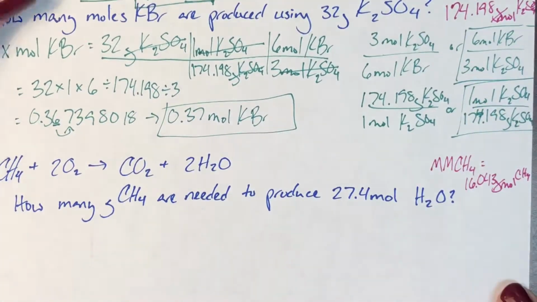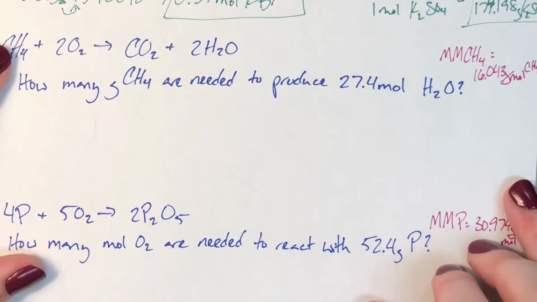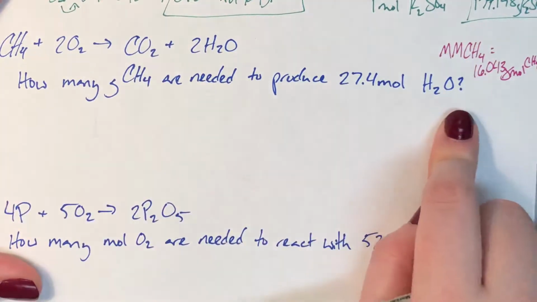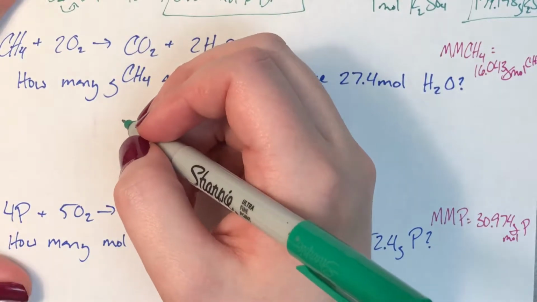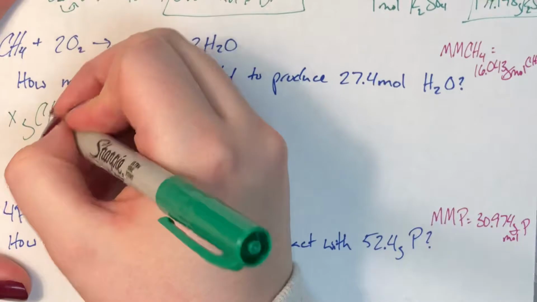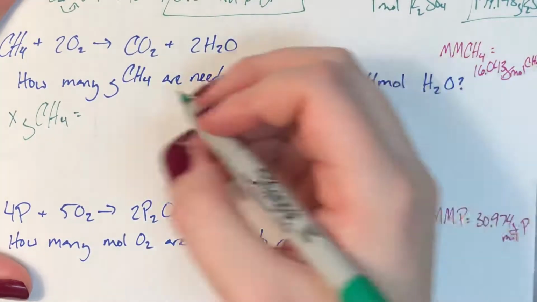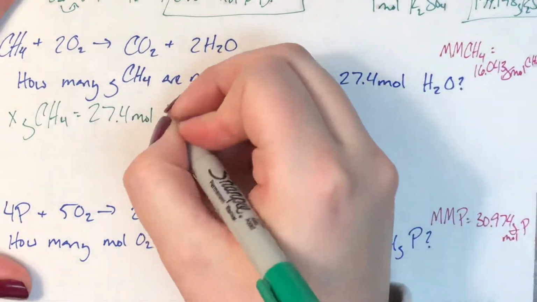Okay, let's do another problem where we're looking for grams. Here I'm going to have, again, my balanced chemical equation and then my actual problem. It says how many grams of CH4, that's methane. So I'm going to say X grams methane, CH4, are needed to produce 27.4 moles of H2O.